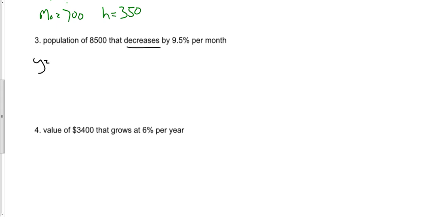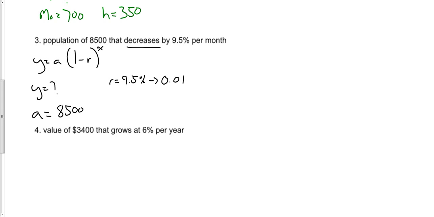something along the lines of y is equal to a times 1 minus r to the exponent x, however many units of time we've got. So in this case, we don't know what y is, so we leave that as a question mark. We know that a, our initial value, is a population of 8,500 people. Our r value is equal to 9.5%, which we need to convert into a decimal, and as a decimal that's 0.095. And we don't know what our x value is, so that's also going to be a question mark.